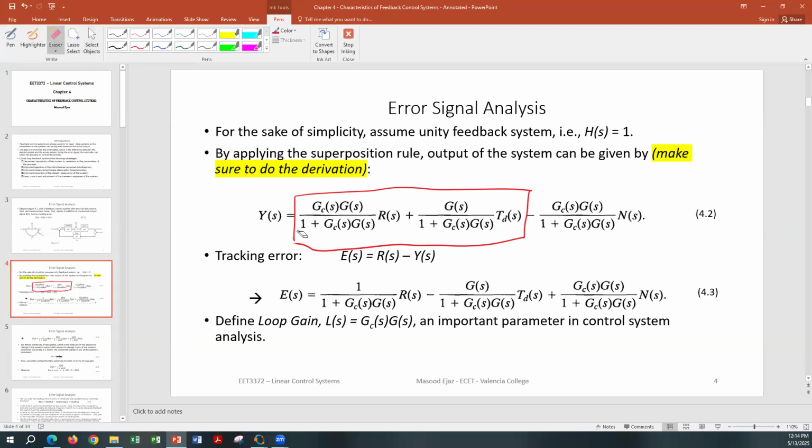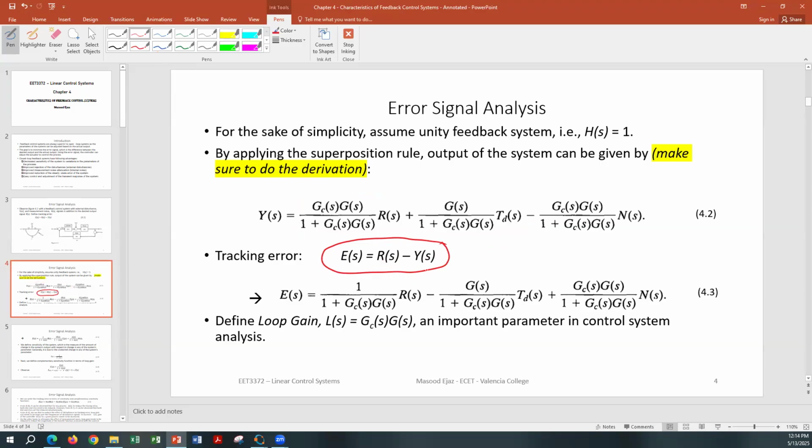We define the error between the output and the input as the tracking error. So the error between the output and the input is the tracking error. And this is what we want to reduce as much as possible.